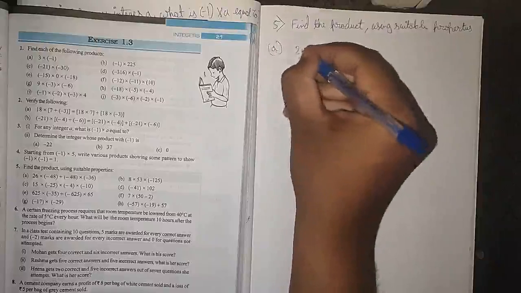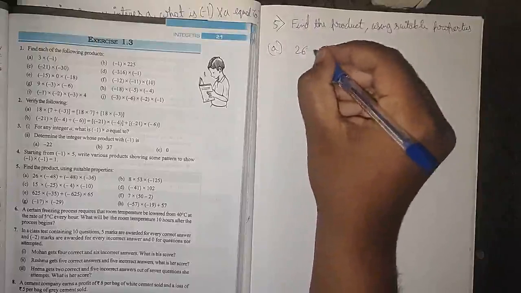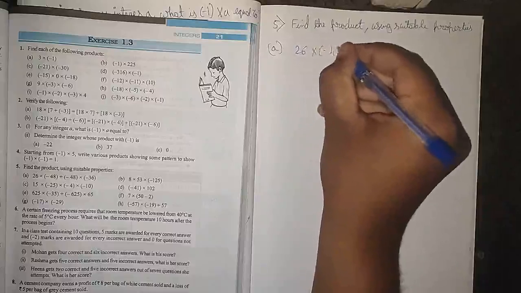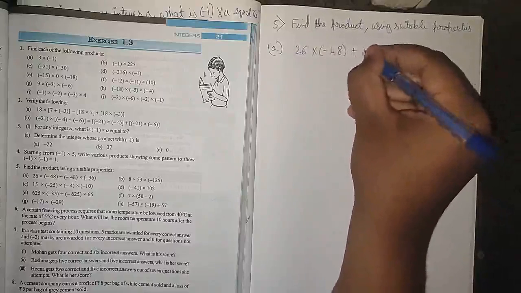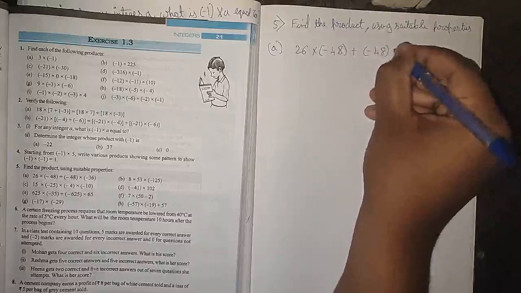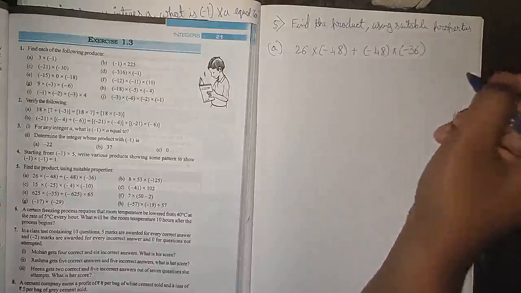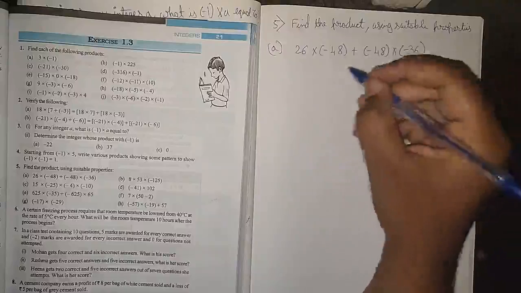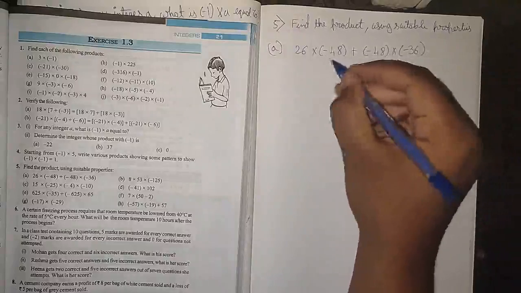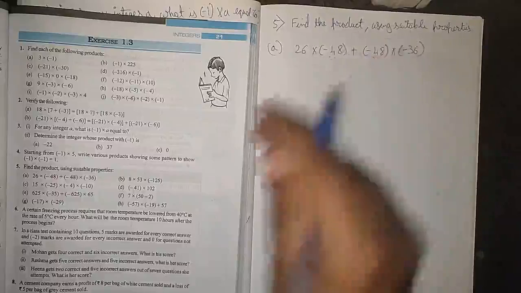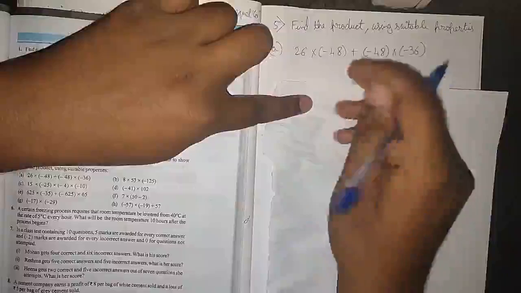This is the first question. That is 26 into minus 48 plus minus 48 into minus 36. See, which property I can use? See, here if these two are same, no, so I will take it as A. Okay. If minus 48 is A, then this is B and C. In which style it is there?